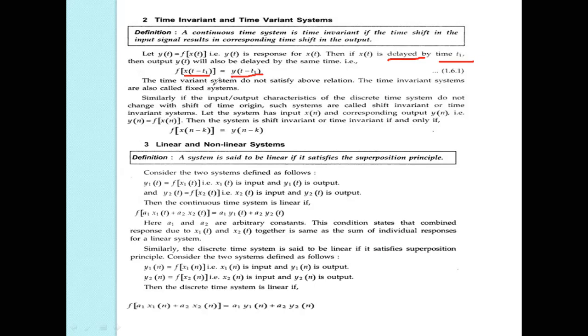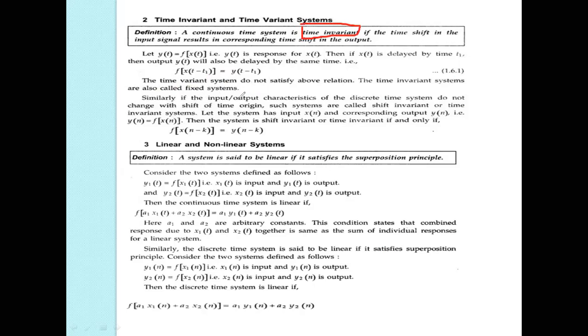The time variant system does not satisfy the above relation. The time invariant system is also called a fixed system. Which is not equal to this condition, that we can call a time variant system, and which is equal, the system is a time invariant system.